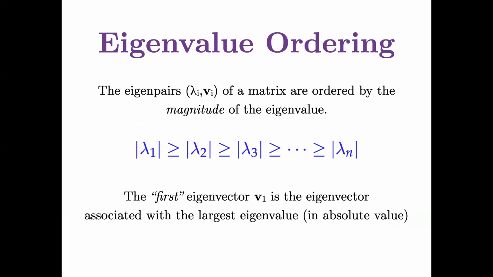The next thing we'll want to be aware of is the ordering of eigenvalues. The eigenpairs, lambda i and vi, of a matrix are always ordered by the magnitude of the eigenvalue. And when we talk about magnitude, again, that's an absolute value. So the first eigenvector, v1, is the eigenvector associated with the largest eigenvalue in absolute value.